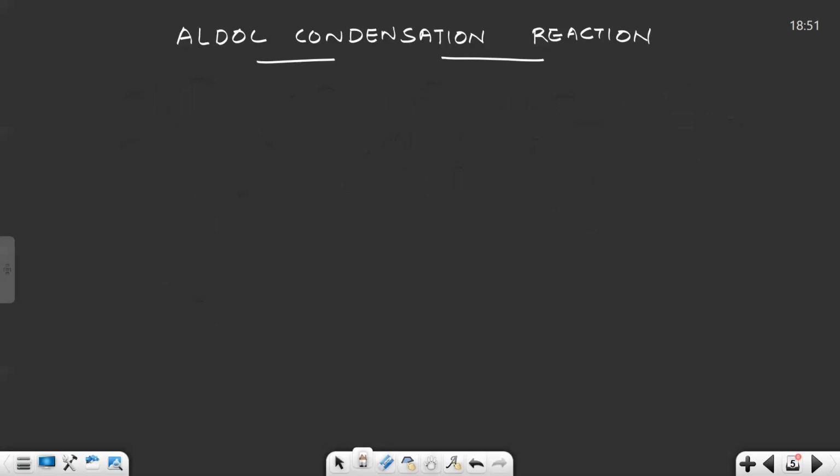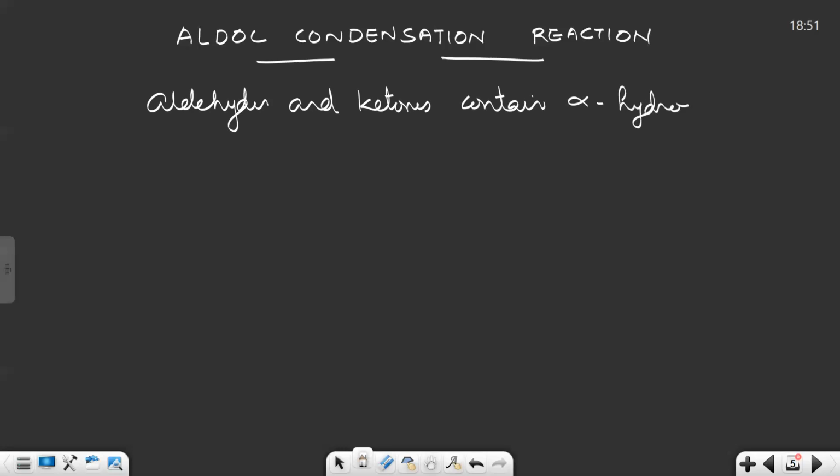Aldol condensation reaction is given only by aldehydes and ketones that contain an alpha hydrogen atom. So not all aldehydes and ketones can give this aldol condensation reaction. This one is a condition: an alpha hydrogen atom must be present.